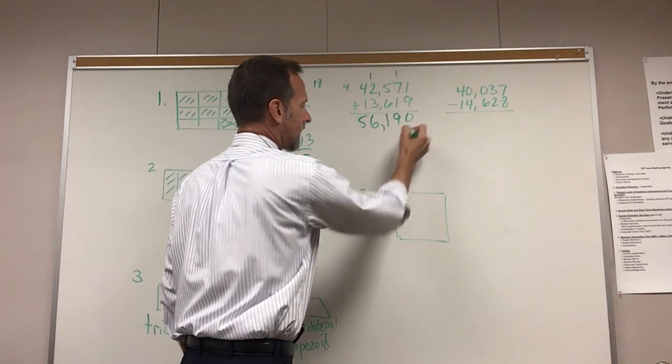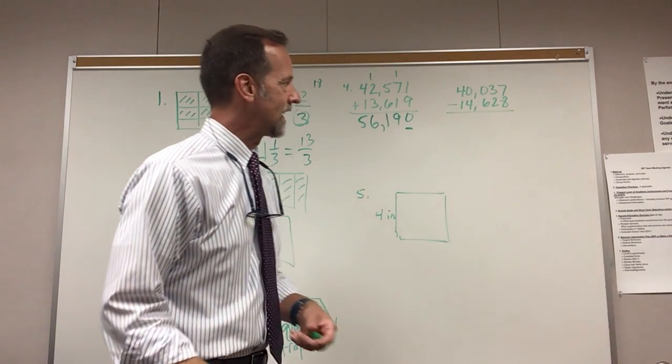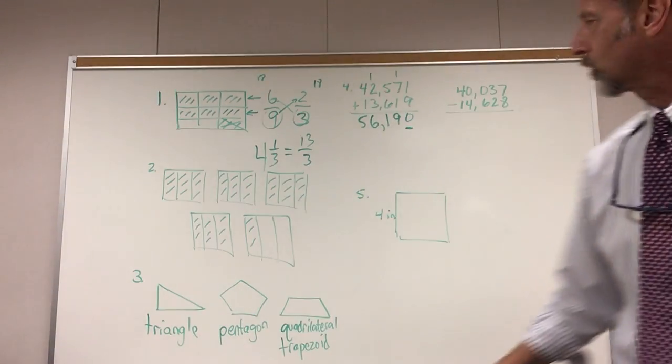56,190. Got a 0 in the ones place. Is it odd or even? Even. Good. Zeros make it an even number. Second part of number 4, subtraction.